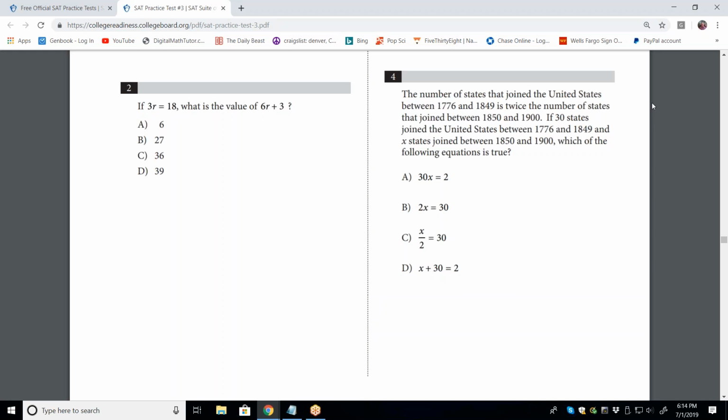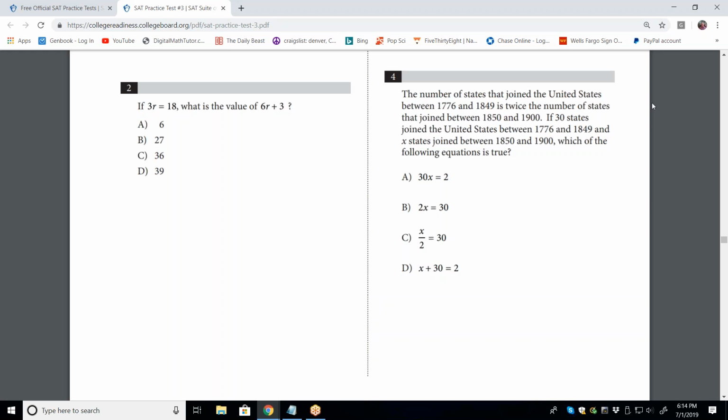And don't mistake this for reality. It doesn't matter that there's only 50 states in the United States. We're making up numbers, okay? So if you said that x is 60, then how many states joined? See, they tell us actually that 30 states joined between 1776 and 1849. So what is x? Just think about the problem for a moment.